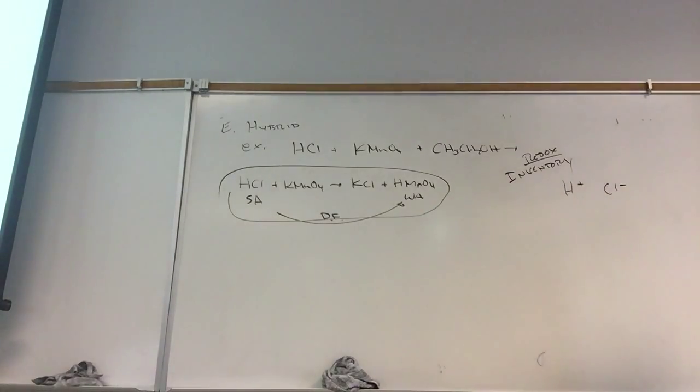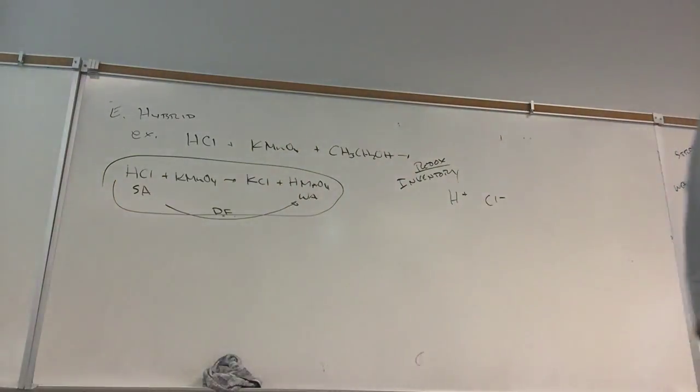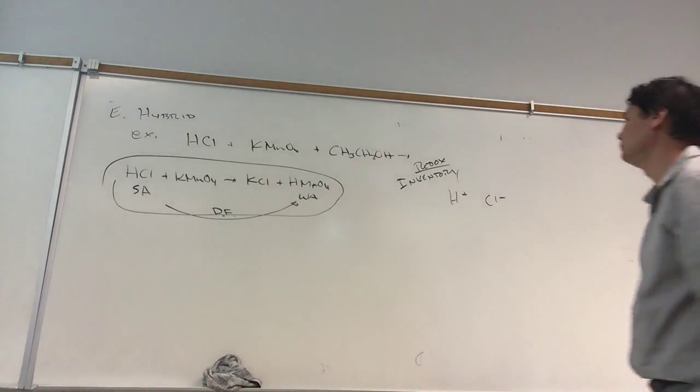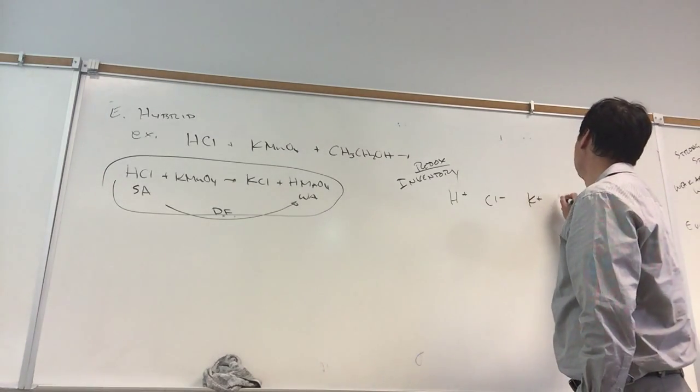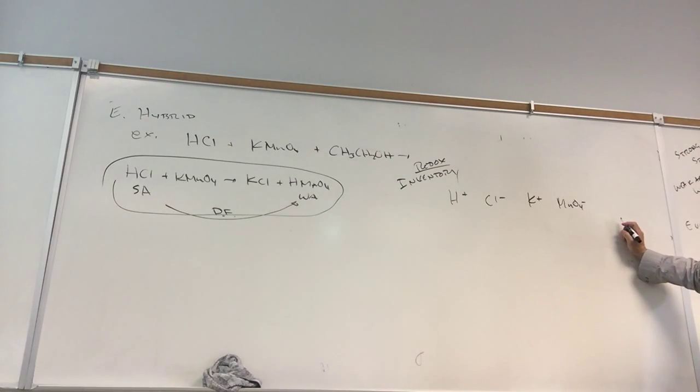KMnO4, is that a strong electrolyte? Yes, no? KMnO4 is actually a strong electrolyte because it's a soluble salt. Salt's an ionic compound. And so this is going to give us potassium and permanganate. Ethanol, is that a strong electrolyte? No. Is it a weak electrolyte? No.